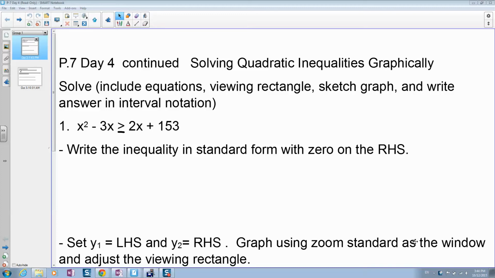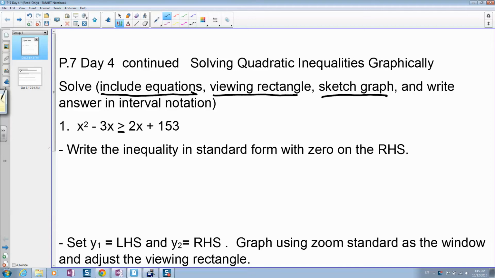The first thing you have to understand is that when you solve, you need to include the equations, the viewing rectangle, sketch the graph, and write your answer in interval notation. Those are four things that are required of you.